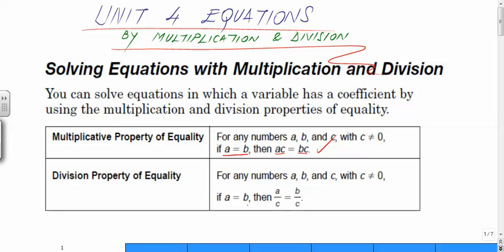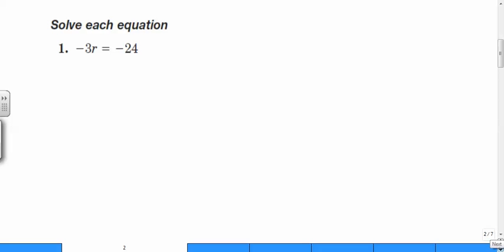Division property of equality is based on the same thing. Here you're multiplying by, let's say, the inverse of c, 1 over c, which is actually division. When you divide, you multiply by the reciprocal, right? So if you have the same two numbers a and b, a divided by c will be the same as b divided by the same number. Okay? Let's do some problems.